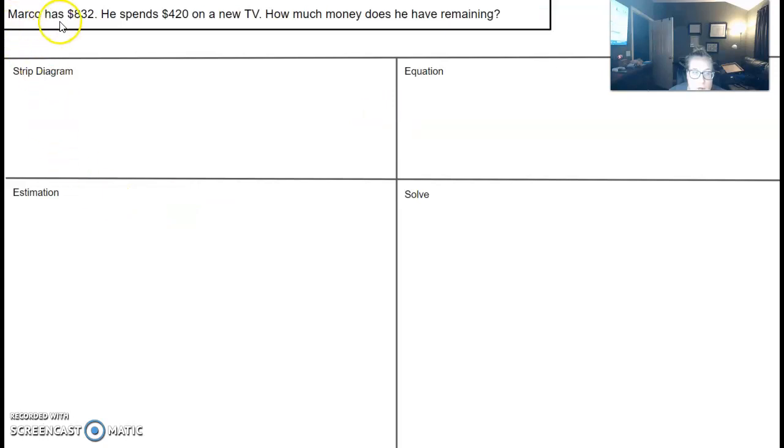Question 3 says, Marco has $832. He spends $420 on a new TV. How much money does he have remaining? You're going to draw the strip diagram and the equation.